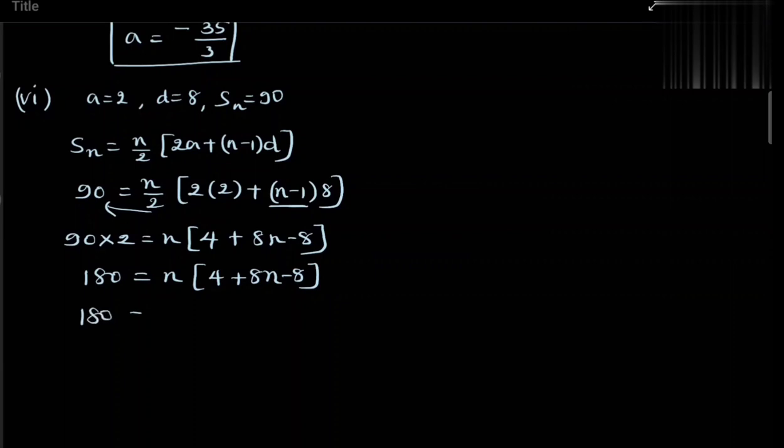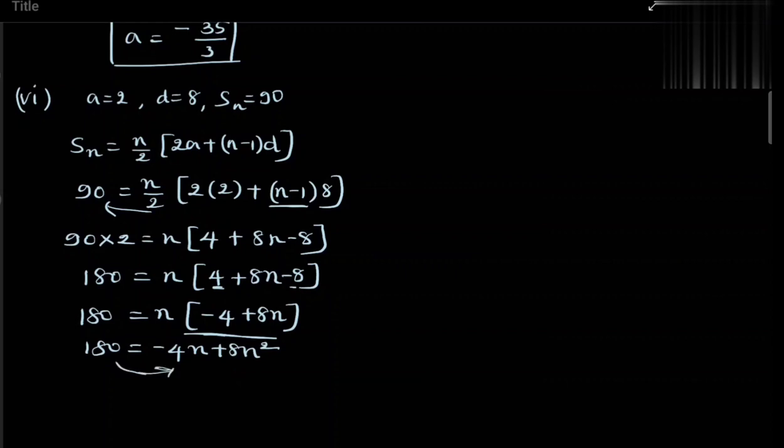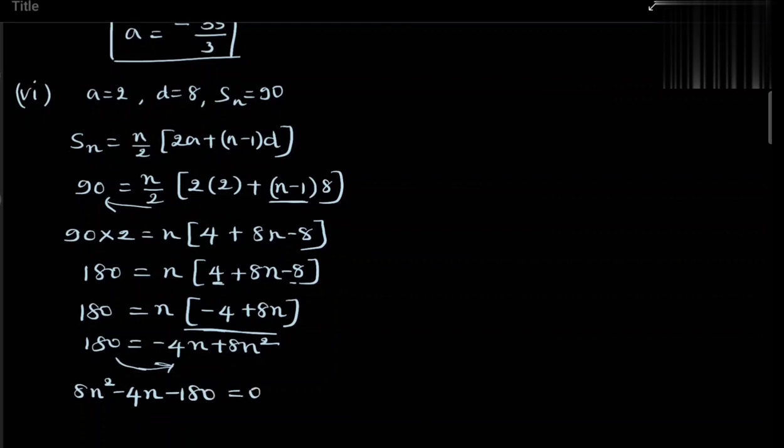So 180 is equal to n into (4 minus 8)... it will become minus 4 plus 8n. So 180 is equal to, multiply n to this side, it will become minus 4n plus 8n square. So move 180 to this side. It will become 8n square minus 4n minus 180 is equal to 0.